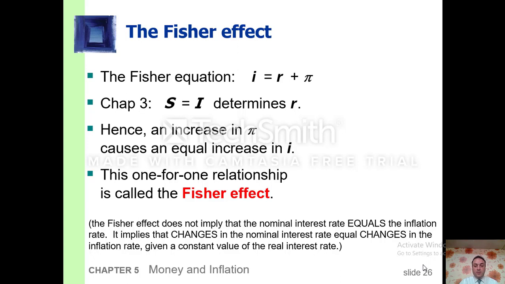We have to notice that the Fisher effect doesn't imply that the nominal interest rate equals the inflation rate, but it implies that the changes in the nominal interest rate equal the changes in the inflation rate. So again, the nominal interest rate does not equal the inflation rate. No, they are totally different. But the changes that happen to the inflation rate will equal the changes in the nominal interest rate. And as we know, the value of the real interest rate is constant, because it is determined by the equilibrium between the savings and the investments.